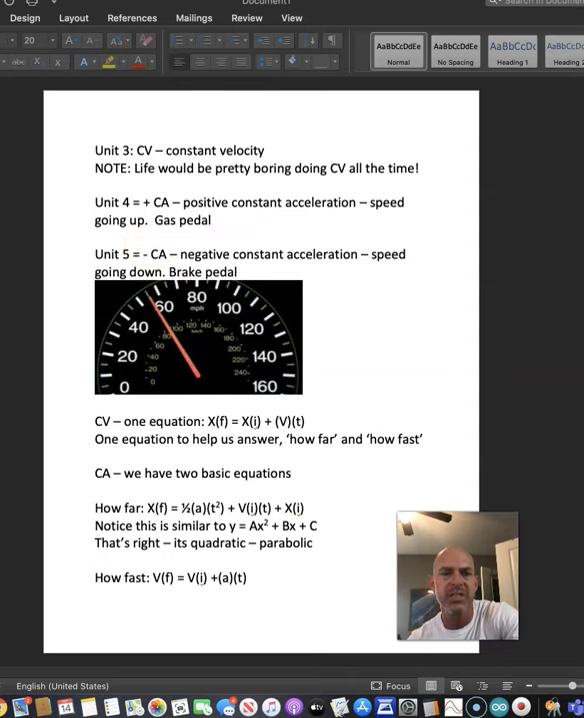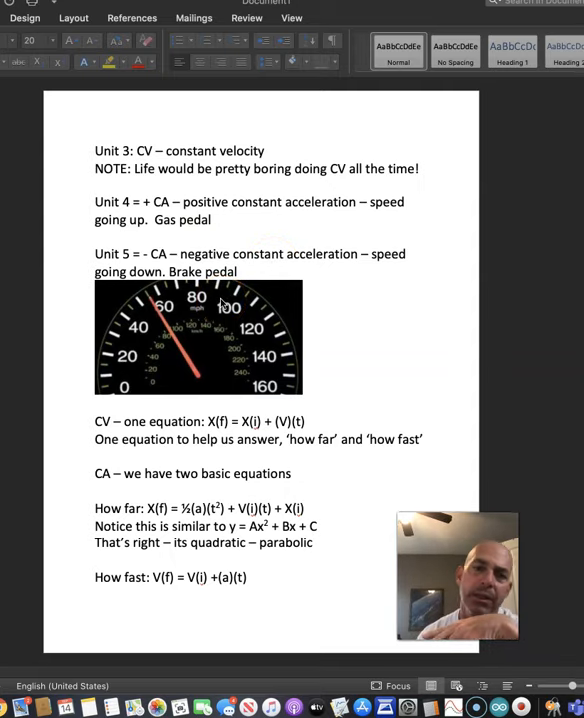So we call this CV, but now we're going to use the term CA, constant acceleration. Now notice, I've got a plus sign in front of here and a minus sign in front of there. So we can have a positive constant acceleration. That'd be my speedometer going up. My object is getting faster and faster and faster. With negative constant acceleration, my speed goes down.